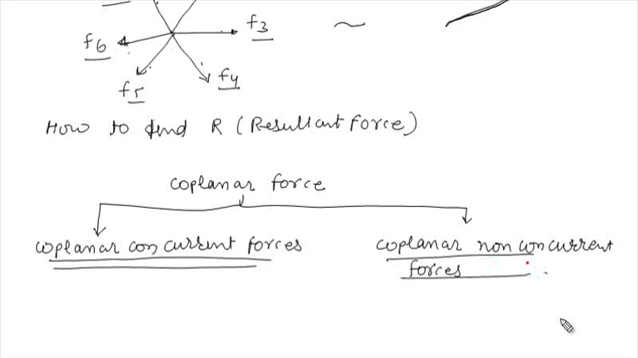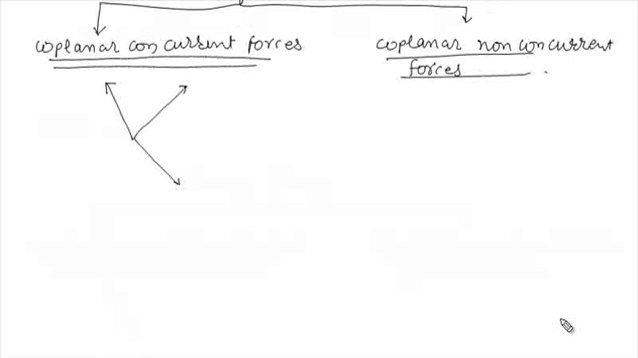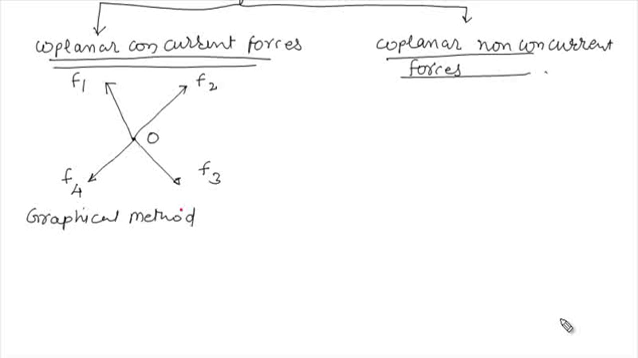So let's take an example of coplanar concurrent forces. I would like to draw the force system that is coplanar concurrent forces. Suppose this one is coplanar concurrent forces. The lines of action of all forces are in a single plane and pass through a single point, suppose O. And now we have to find out the resultant R. So basically there are two methods. One is the graphical method and the second one is the analytical method.